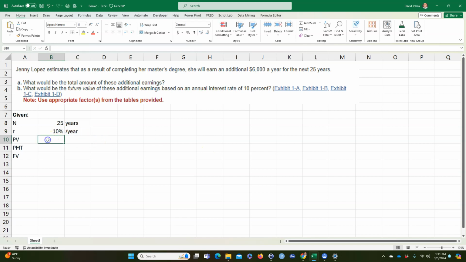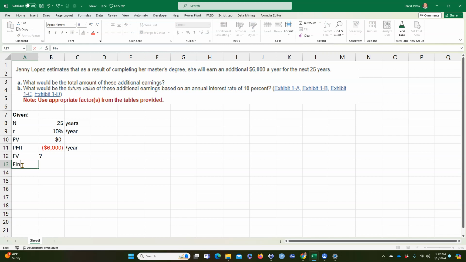So my present value, I'm not starting out with anything, so I'm going to put 0 in here. In my payment, I'm going to say it's a minus $6,000 because I'm investing that, and that's per year. Okay. And then we don't know what we're going to have in the future. All right. So those are what we were given.